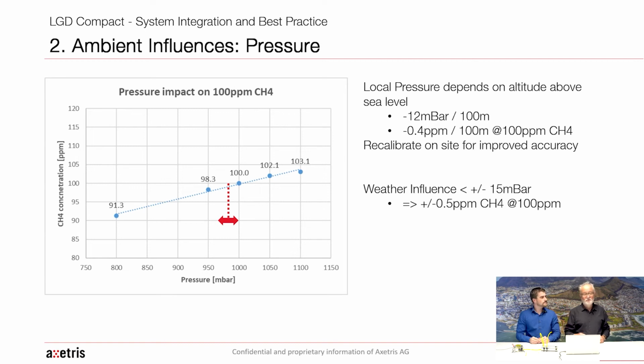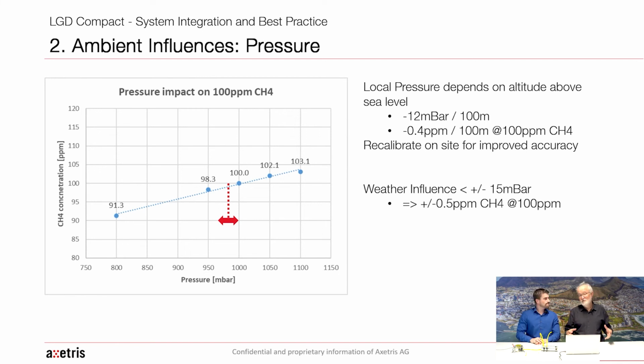And the second influence on the pressure is the weather. The weather changes maybe 1 or 2 millibars per day. It can vary, worst case, plus minus 15 millibars over the year. And this would give an output change at 100 ppm of methane again of 0.5 ppm. And is there the same influence for every gas sensor unit?